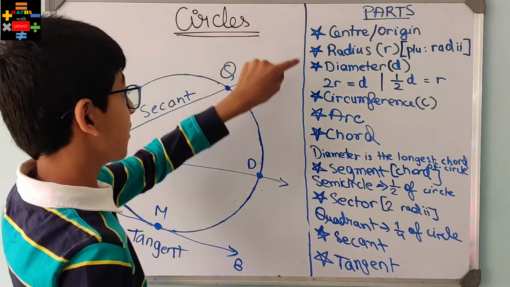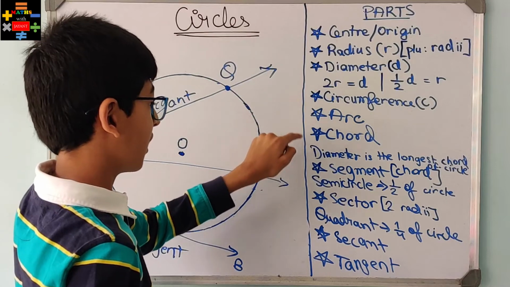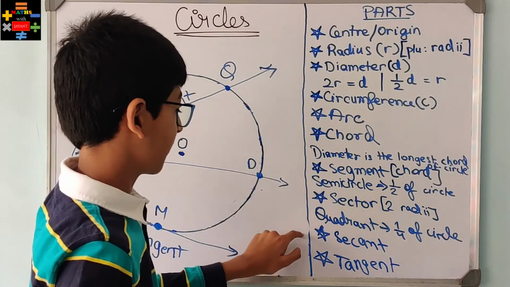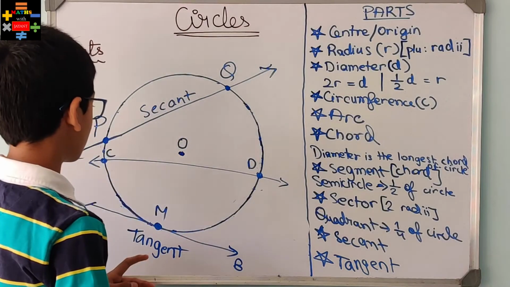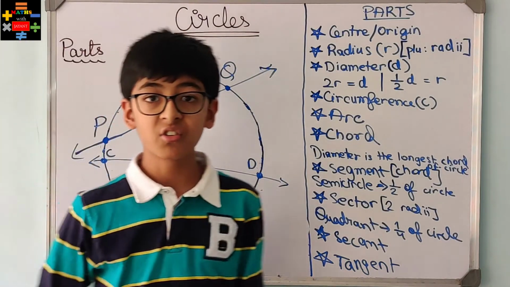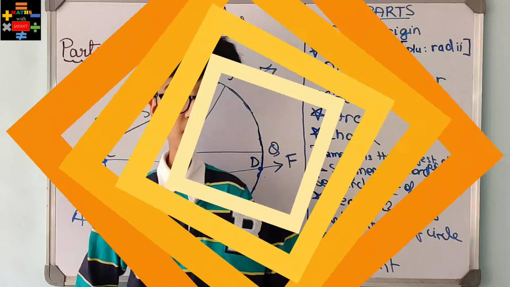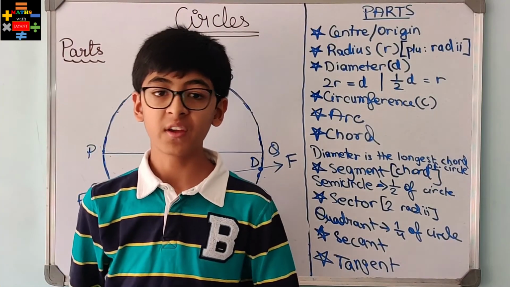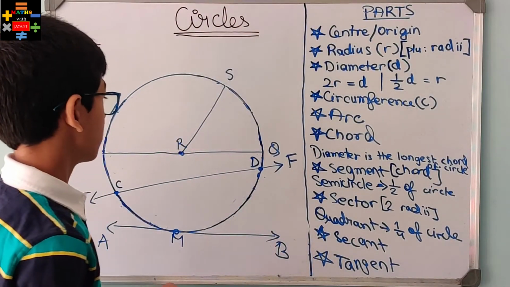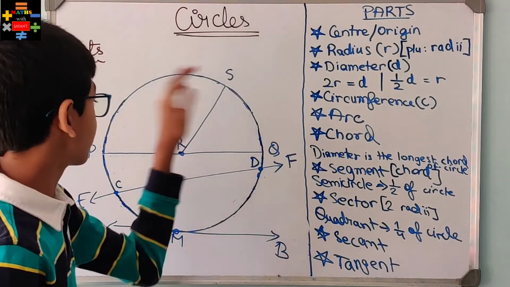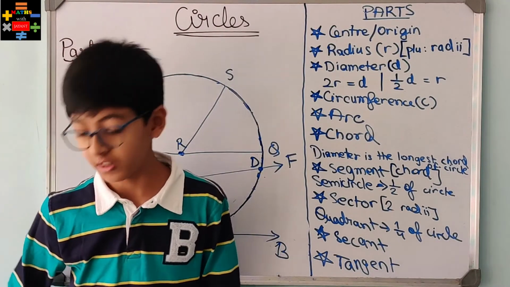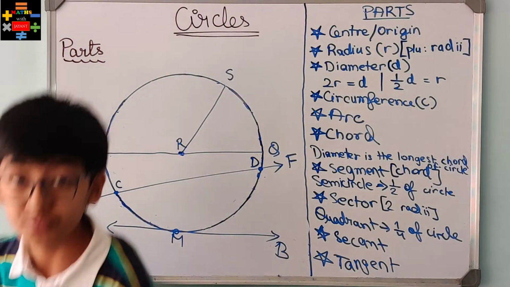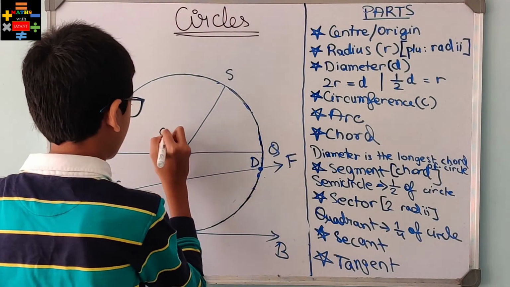So, you understood so many things in today's video. What is the center, radius, diameter, circumference, arc, chord, segment, sector, secant, tangent. There are lots of things. So, let us revise everything just one by one with the help of a figure. So, let's start revising. First, let me ask you, what is going to be the center of this figure? The center of this figure is going to be R. Yes. So, the center of this figure is R.